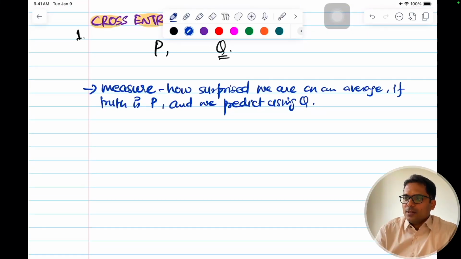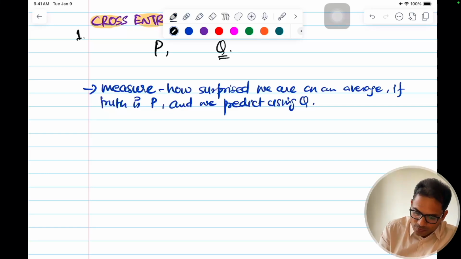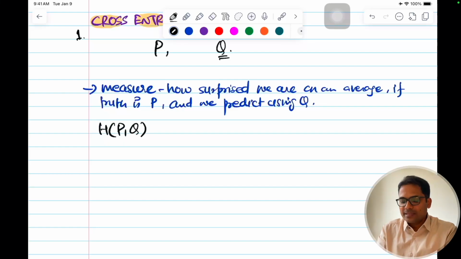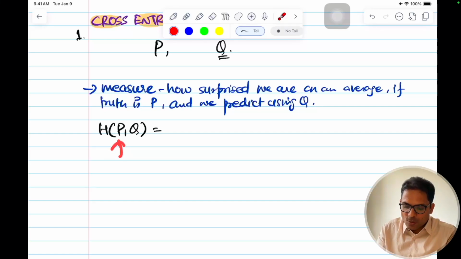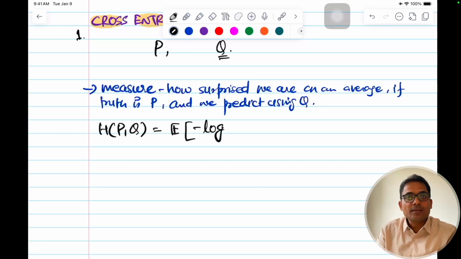Okay, so how is it given? Let me write it down. This is given as H of P comma Q. The actual probability distribution is P, and I am trying to predict it using Q. What is the measure of the surprise? So average again, so this will be the expected value of, so I am measuring it using Q.